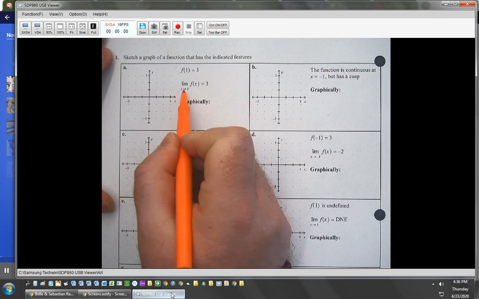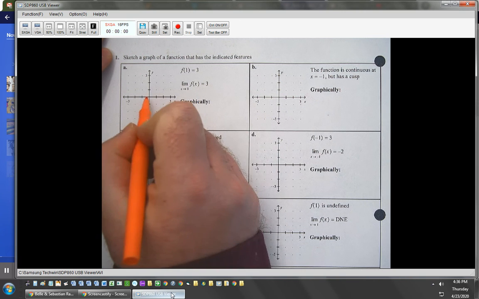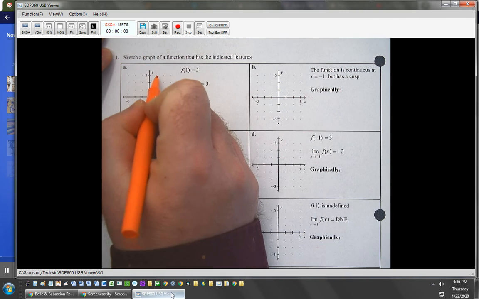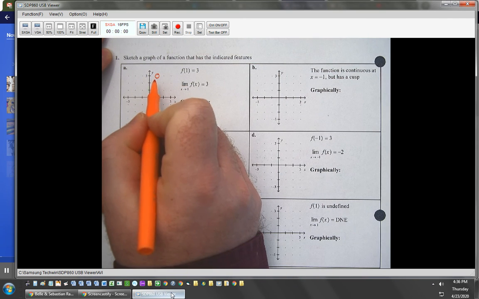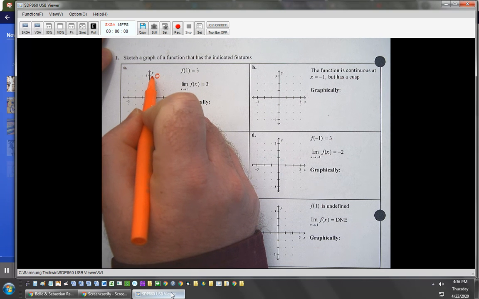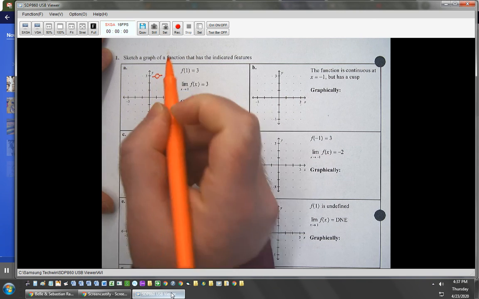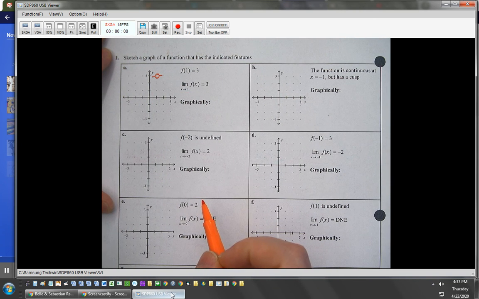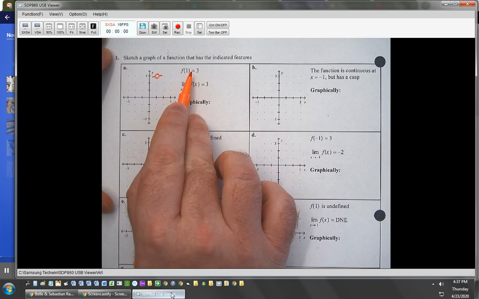So as x approaches 1, my graph needs to approach 3. That means I'm going to draw a little bit of the picture. So we have to meet here. This side, the left side, has to approach 3, and the right side has to approach 3. Now, after I figured this out, then I can look back at my point.